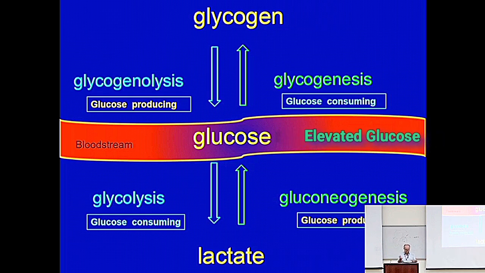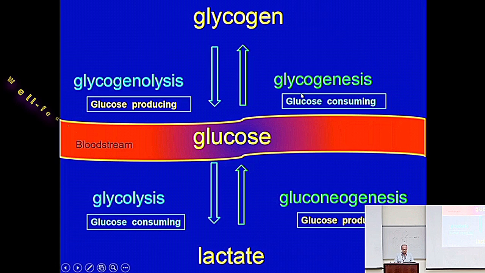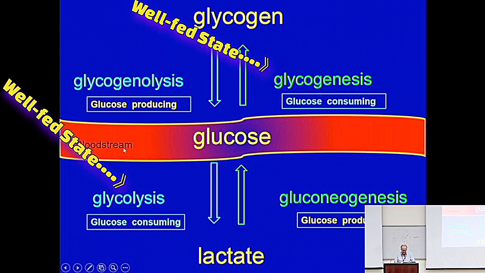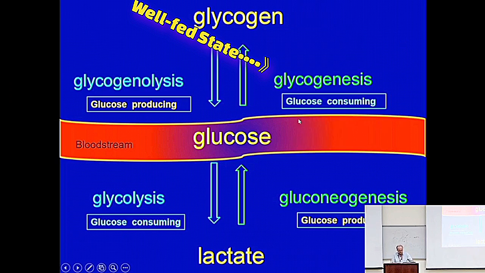So this is the first thing I want you to think about, that the consumption of glucose, either by glycogenesis, which is glycogen synthesis, or glycolysis, will occur in a well-fed state. That means your blood glucose is relatively high, near 100, 120 milligrams per deciliter or a little more. Okay, so that's when these glucose consuming processes will occur.